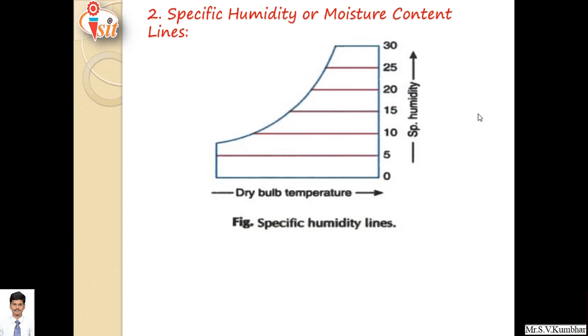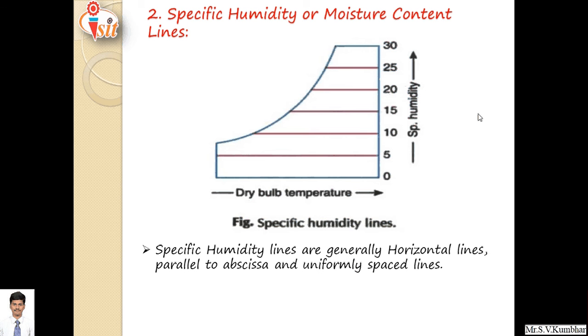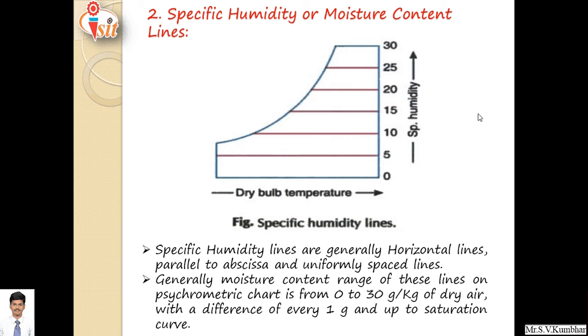First, the specific humidity or moisture lines. Specific humidity lines are generally horizontal, parallel to the abscissa, and uniformly spaced. The moisture content range of these lines on the psychrometric chart is from 0 to 30 grams per kg of dry air, with a difference of every 1 gram, up to the saturation curve. This is the 100% saturation curve, and this is a specific humidity line.